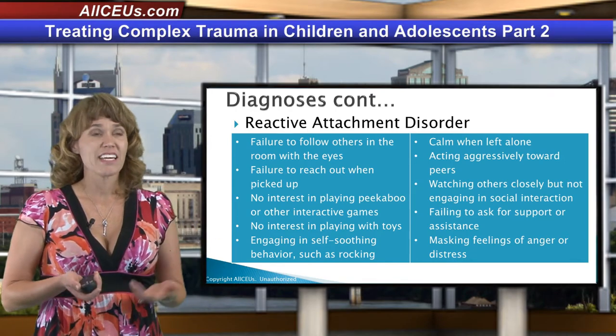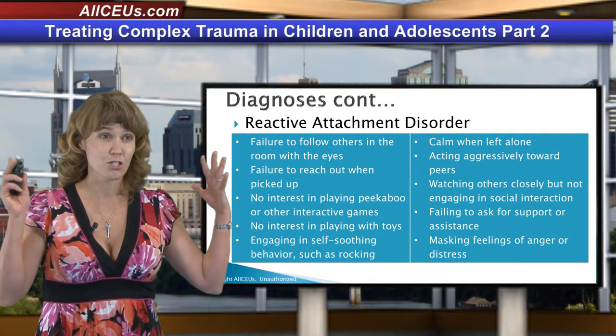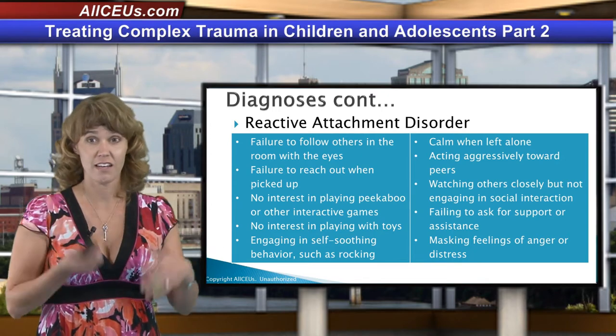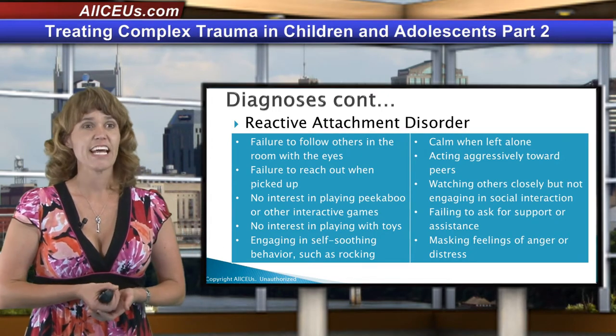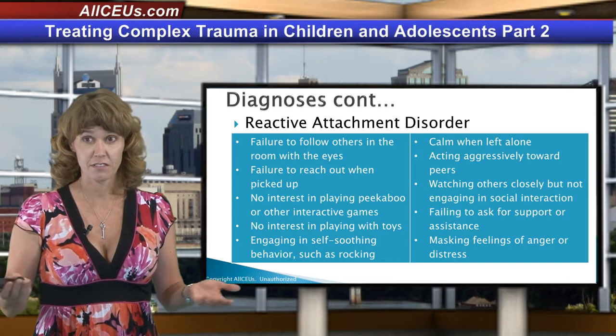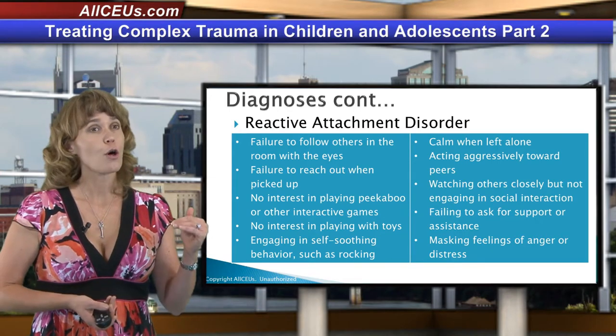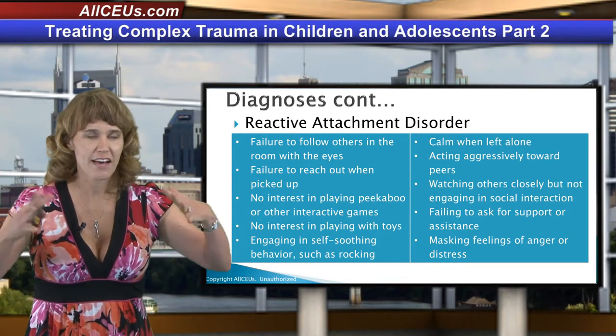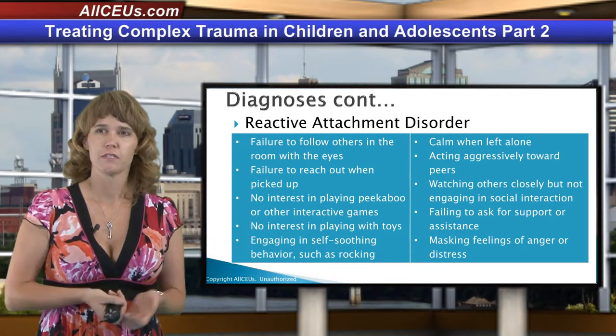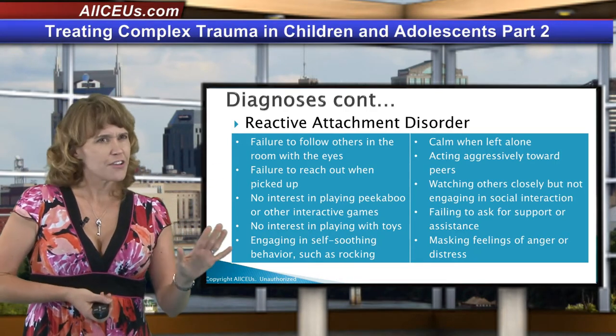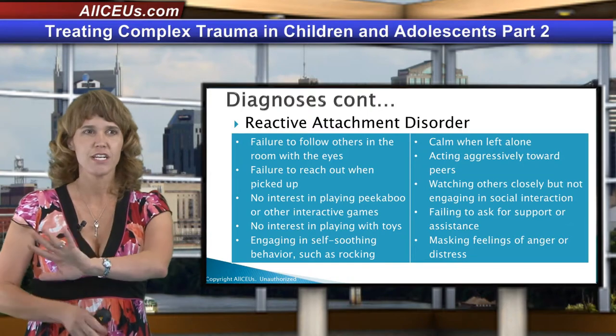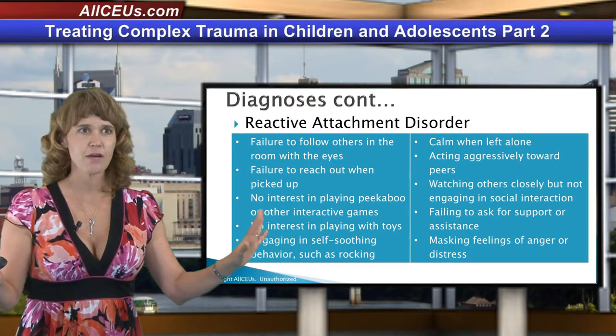No interest in playing interactive games. People are just too much stimulus. The world is too chaotic. Engaging in a lot of self-soothing behavior. They're calm when they're left alone. They don't have that input from all those other people. Watching others closely, hypervigilance, but not engaging. It's safer to stay back here.